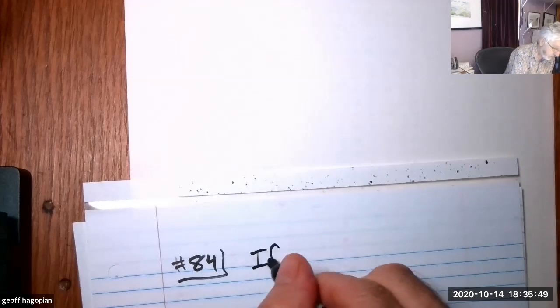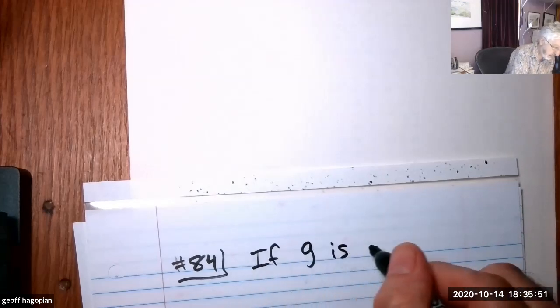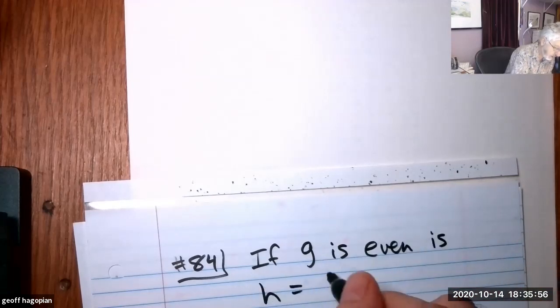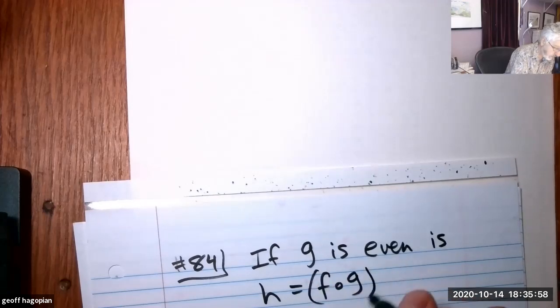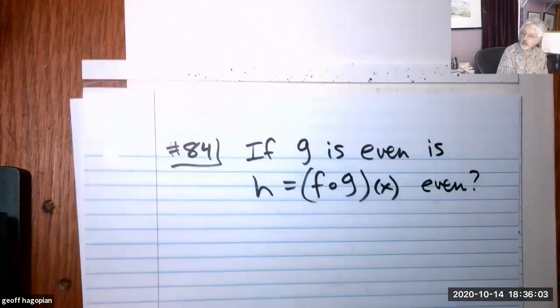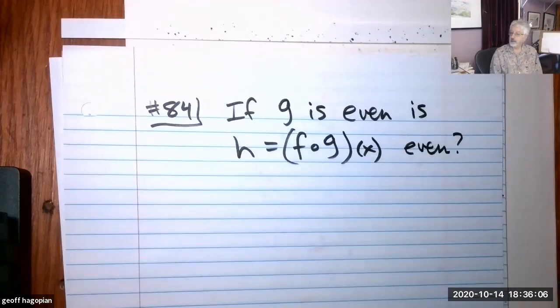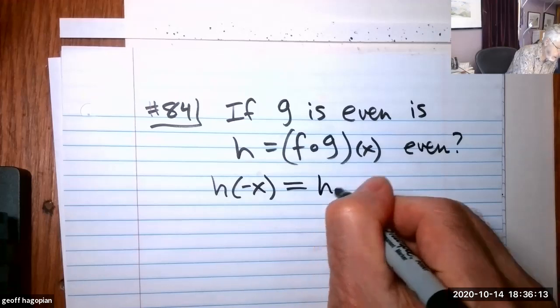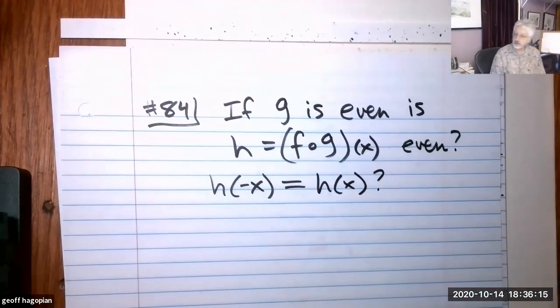If g is even, is h equals f of g of x even? That's our question. In other words, is h of negative x equal to h of x? Another way of asking the same question, right? That's what it means to be an even function. That's the definition of an even function. It's got y-axis symmetry.